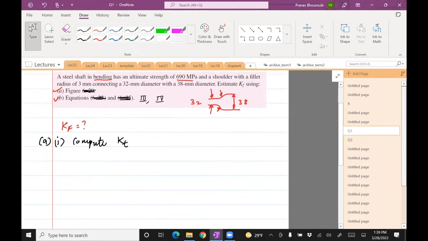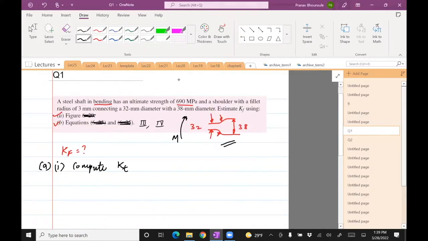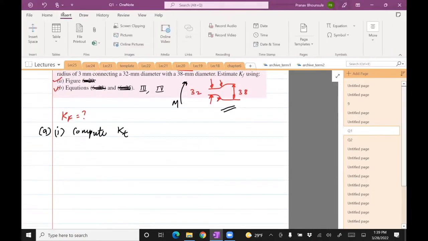KT is the stress concentration factor. It has nothing to do with fatigue loading. It's just to do with bending when there is a change in geometry. So what we need to do is look at the appendix and see the KT for this particular geometry subjected to bending. I pulled that up in advance, so let me just insert that. So this is the appendix.